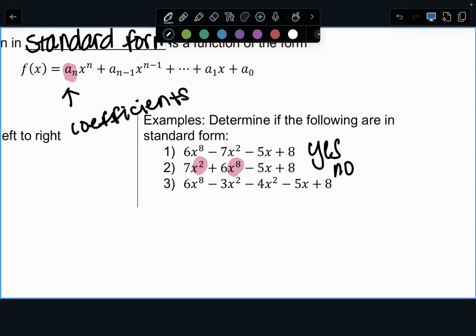And then what about the next one? Do I have any like terms? Yeah, these two middle pieces. So again, this isn't in standard form, and we would have to combine those two terms if we wanted it in standard form. Questions on standard form? Anytime we write down a polynomial, it should be in standard form. Always.